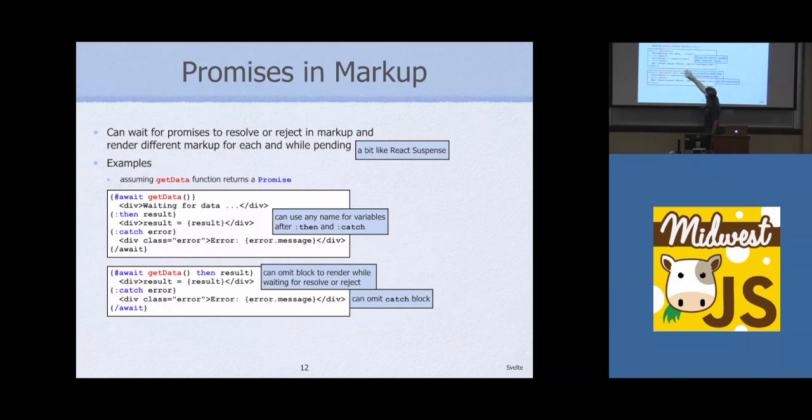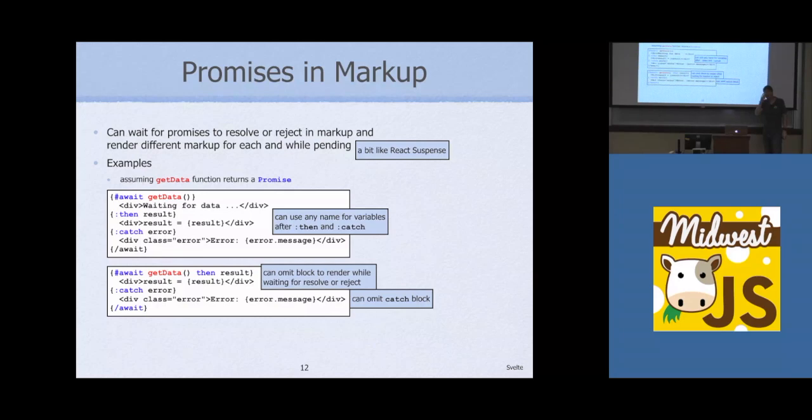And so in this example, it's going to output "waiting for data." And then when it finally resolves, it'll go to the then. And I get that result, and I can do whatever I want with it. And if it rejects, I'll get that result, and I can handle the error. So really, this is a bit like React Suspense that you might have learned about yesterday.